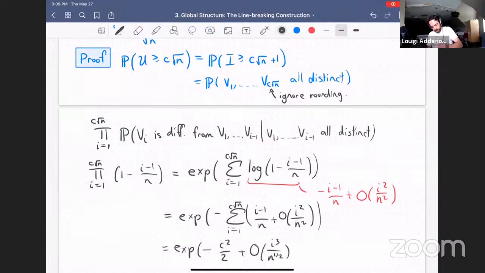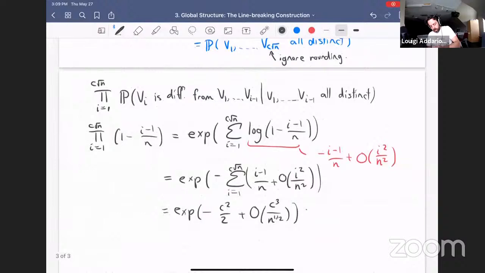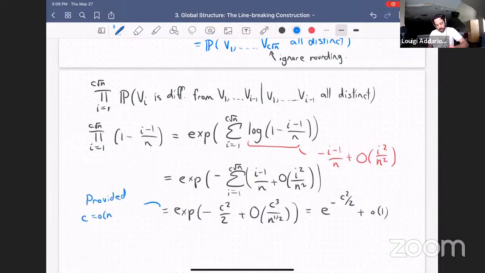So that's, sorry, c cubed on n to the half is the error term I get from summing this sort of remainder term here. So that's in particular e to the minus c squared on 2 plus little o of 1, provided that the error term there is little o of 1. And that's true provided that c is little o of n to the 1/6, or in other words, that c root n is little o of n to the 2/3.